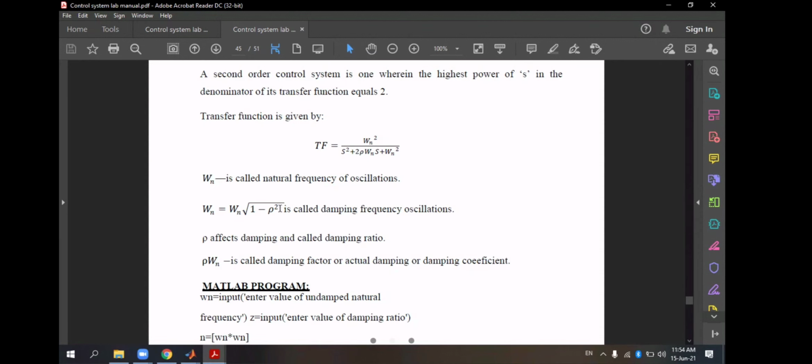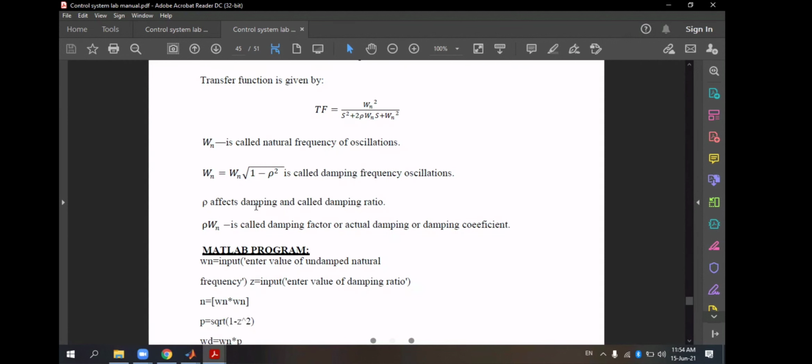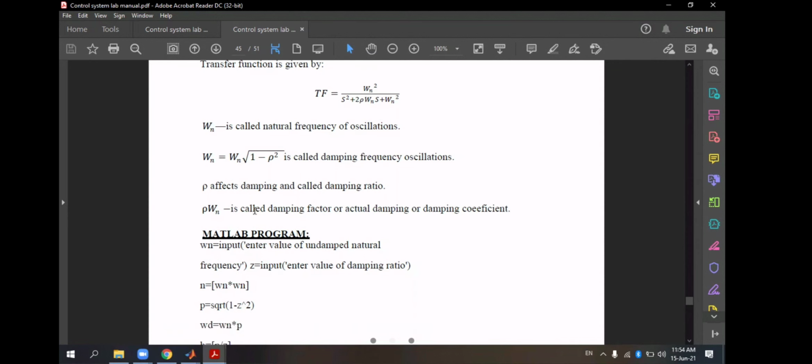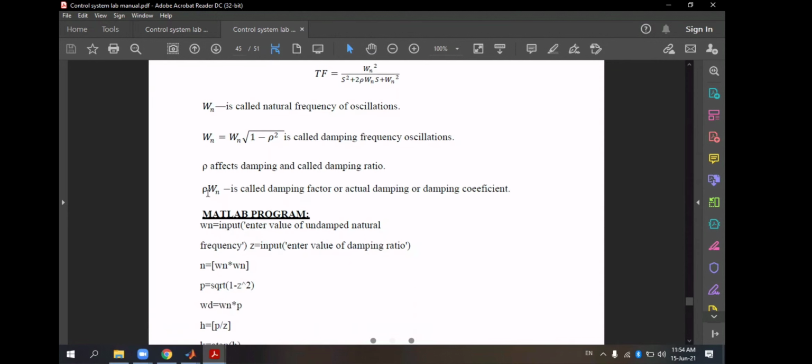In MATLAB program we will take it as zeta. We will perform this practical on MATLAB software. Again, rho omega n or zeta omega n, it is damping factor or actual damping or damping coefficient. Now we will see the MATLAB program.